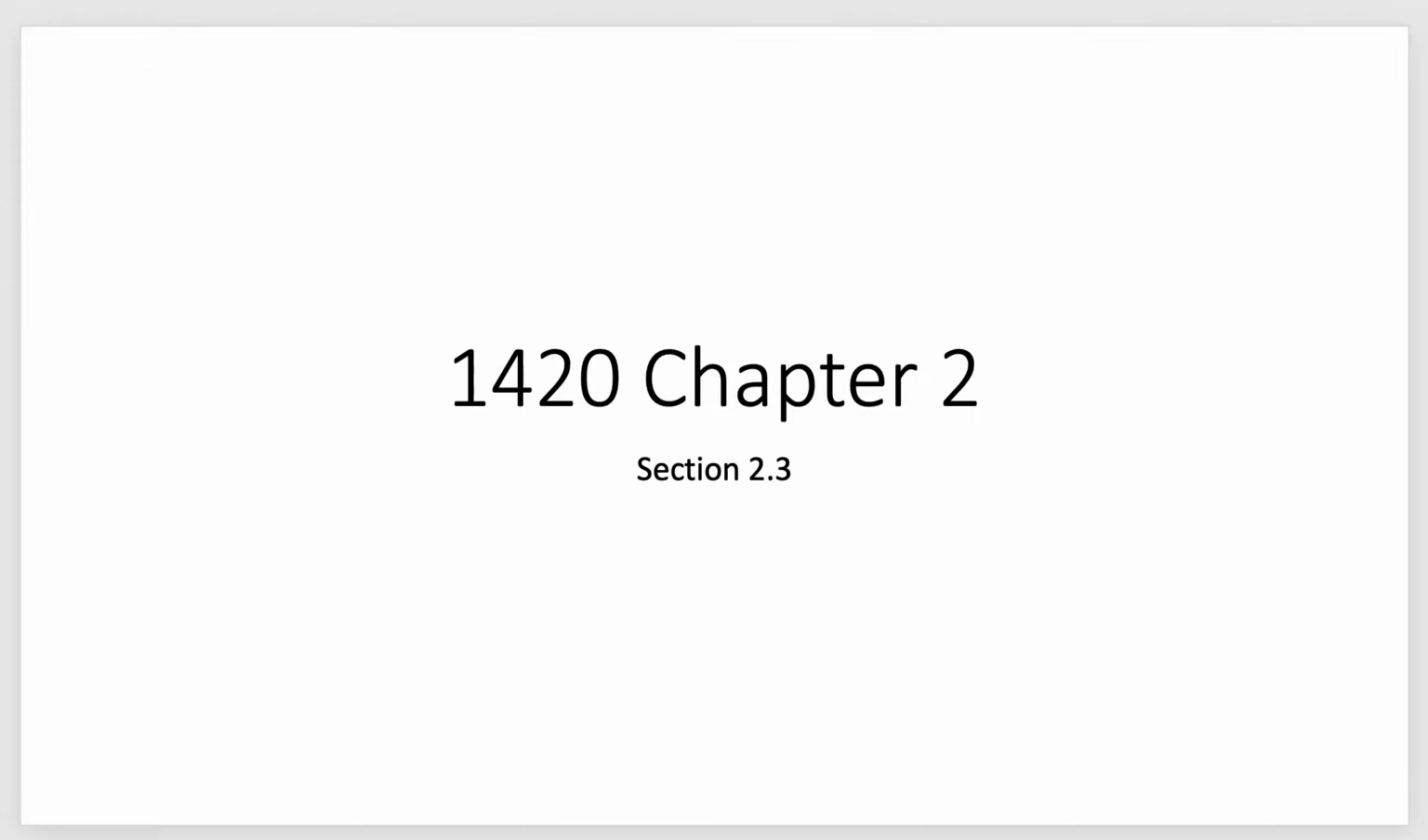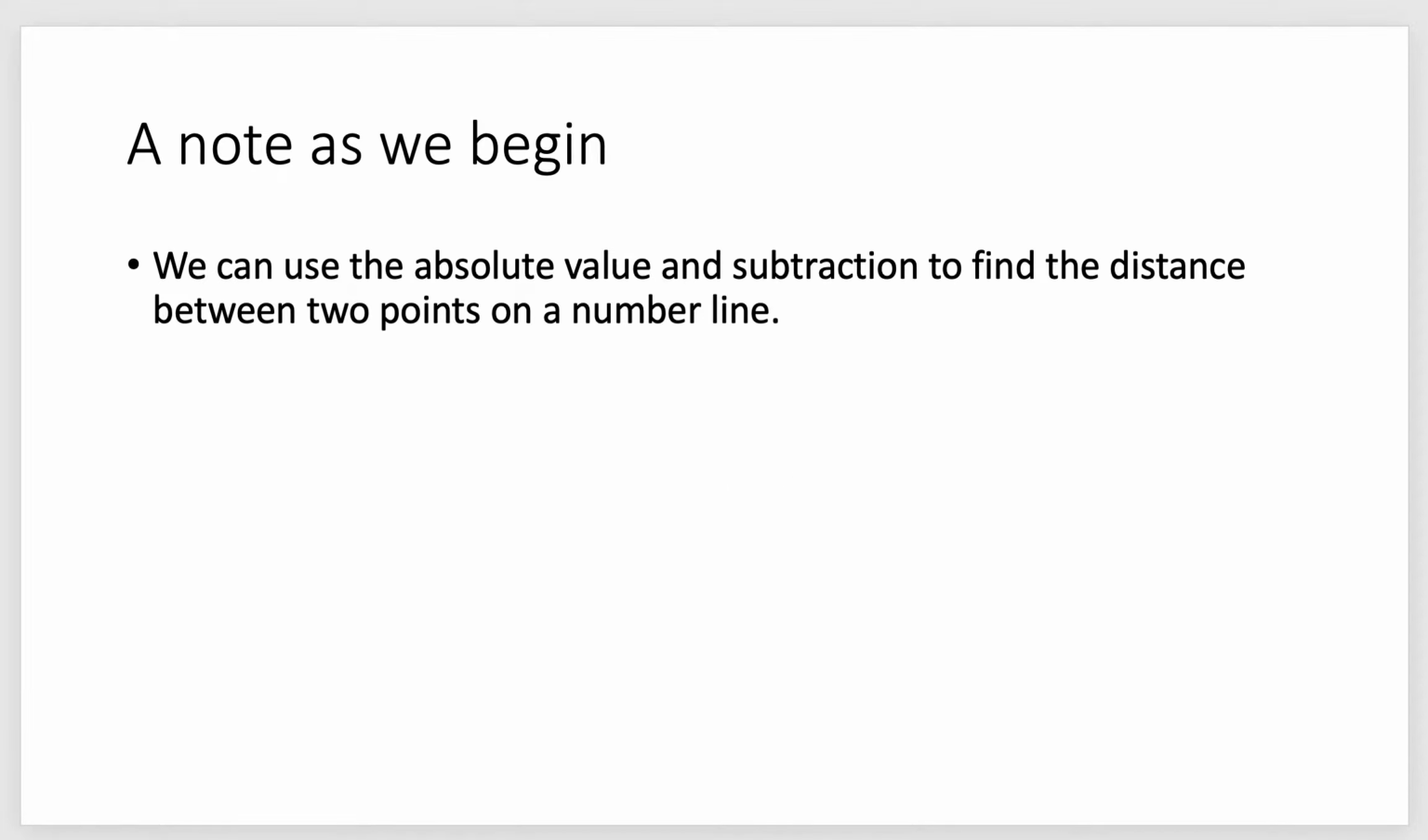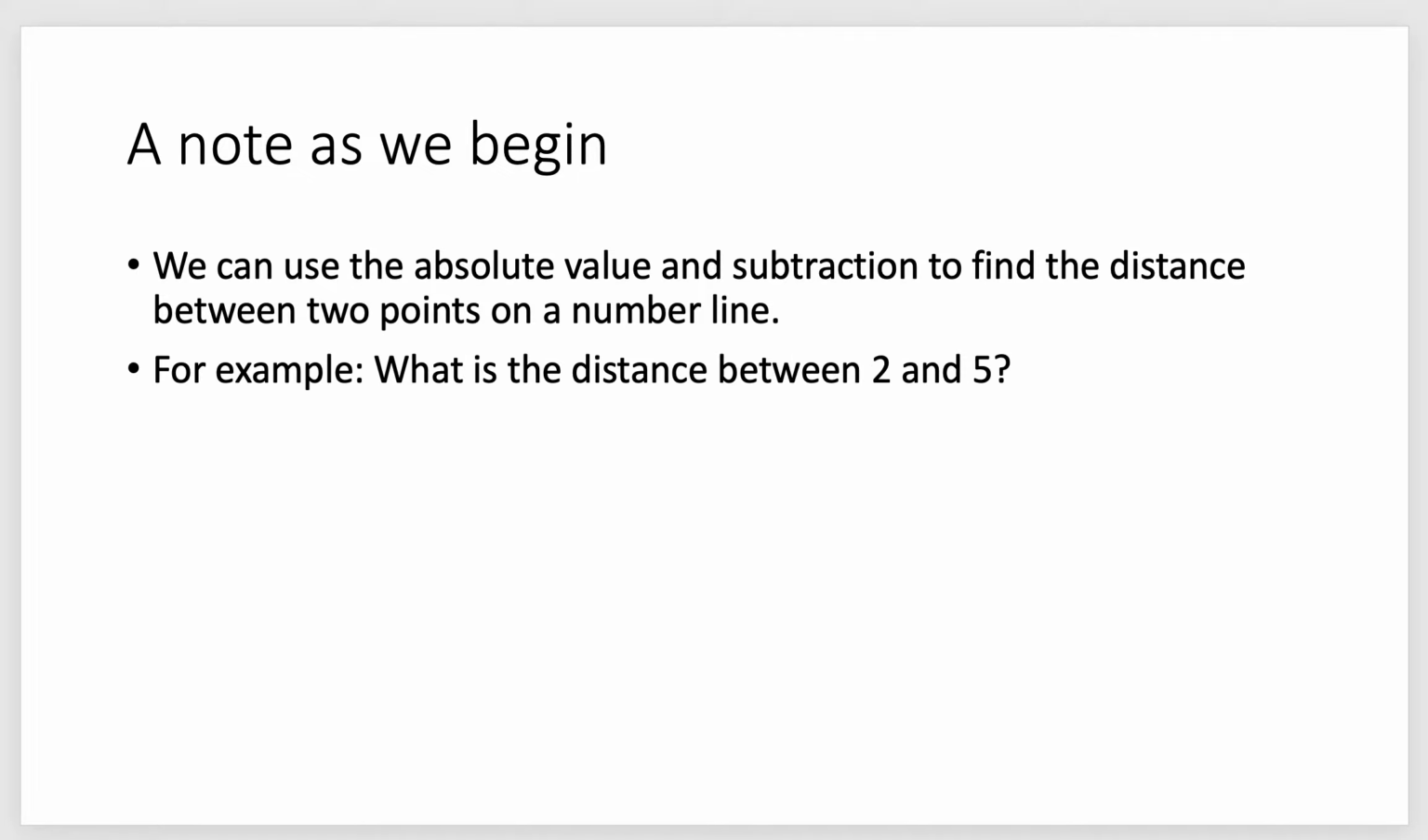All right, welcome. We're looking at section 2.3, the title of which is the mathematical definition of a limit. But before we begin with that, I want to talk briefly about some notation. We can use absolute value and subtraction to find the distance between two points or two numbers on a number line. For example, what's the distance between 2 and 5?